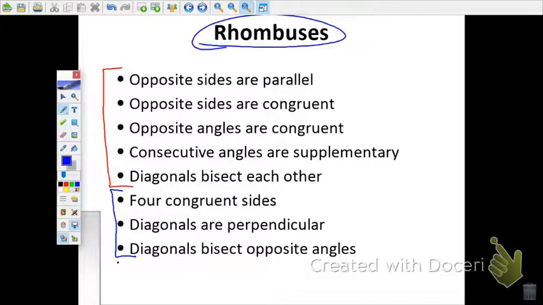So you notice they're different than what we had with rectangles. A rhombus has 4 congruent sides. The diagonals are perpendicular, and the diagonals bisect the opposite angles. So as that diagonal is drawn in, those 2 angles are being bisected, cut into 2 equal parts. So lots of information that we know about those rhombuses.